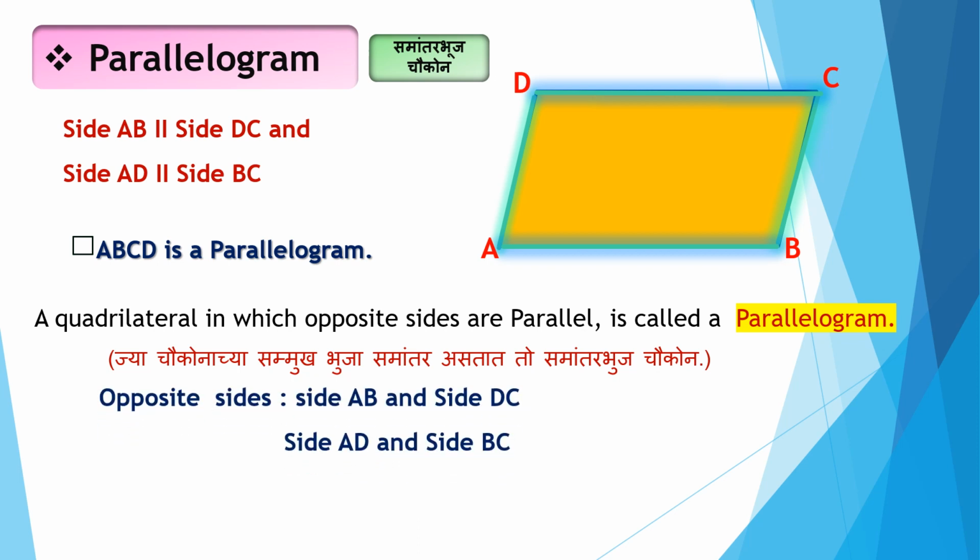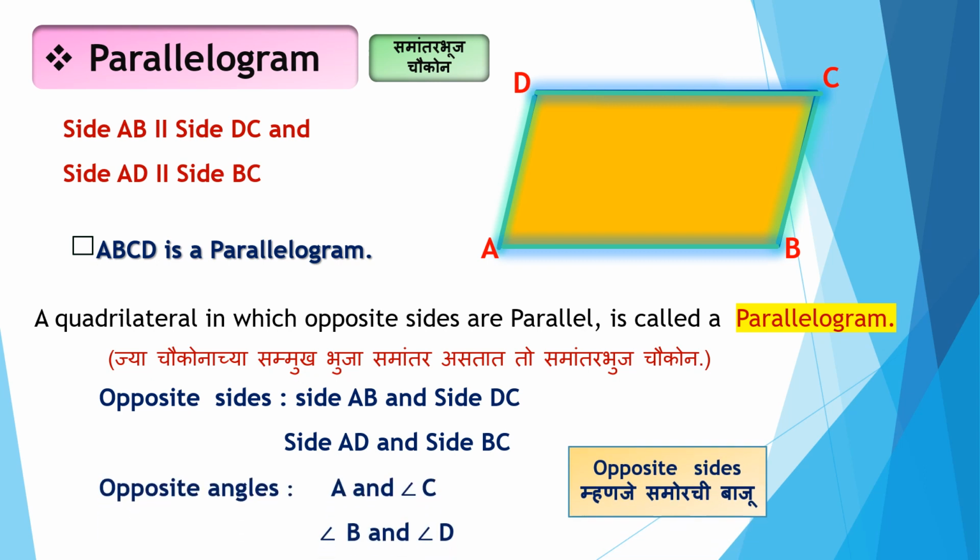Opposite sides: here we see side AB and side DC, side AD and side BC, both are pairs of opposite sides. Opposite sides means समोरची बाजू. And angle A and angle C, angle D and angle B, both are pairs of opposite angles.